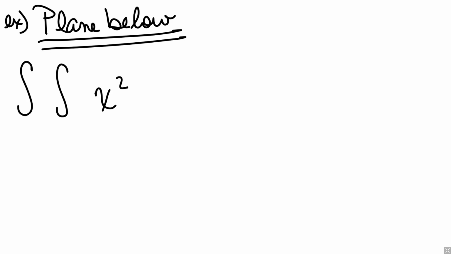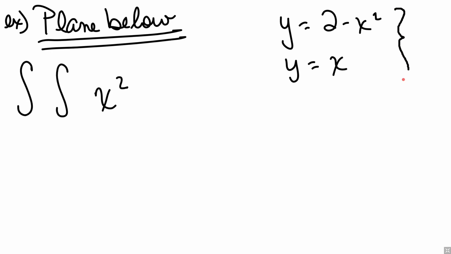Okay, so before we put dy dx or dx dy, let's draw the plane below. So if we're looking at the plane below, we're looking at the y equals 2 minus x squared and y is equal to x. Now considering the way this plane is defined, they're both y equals, it's probably going to be best to put y first and then x second.